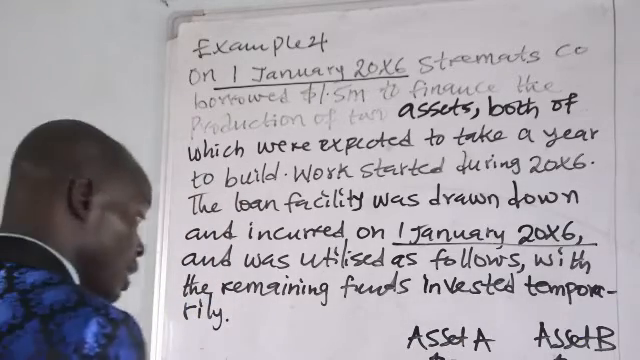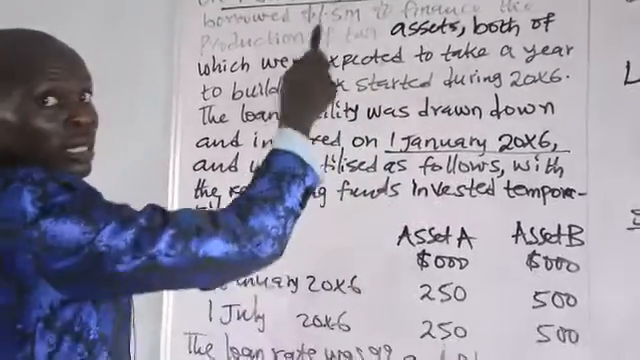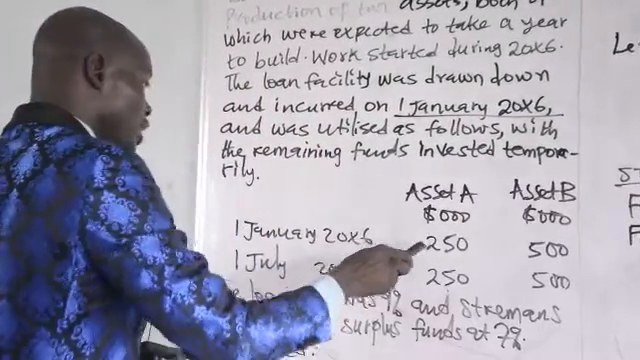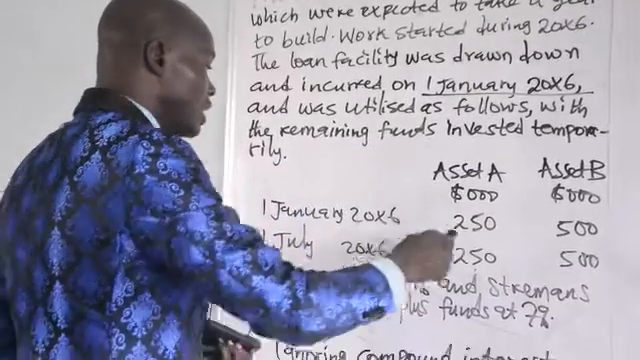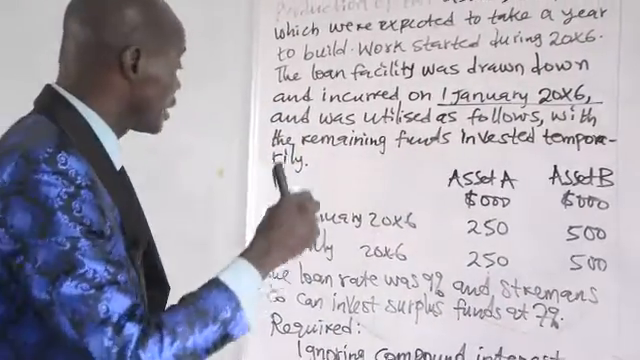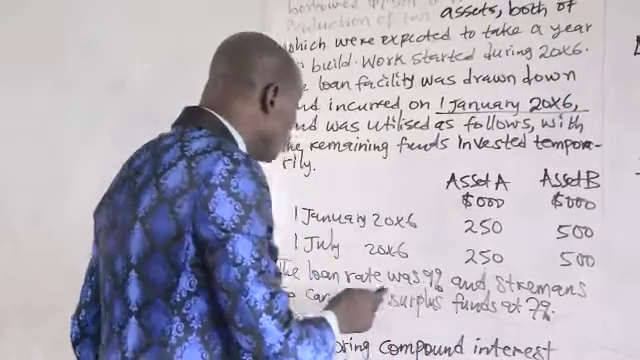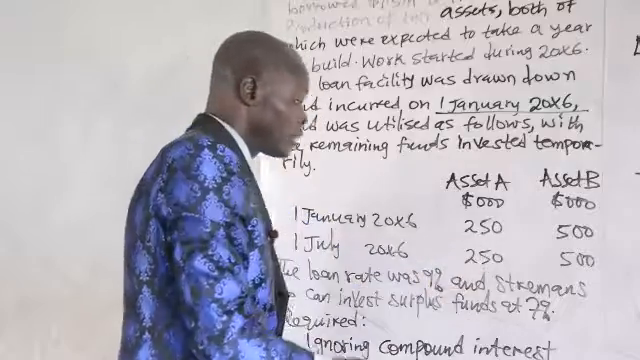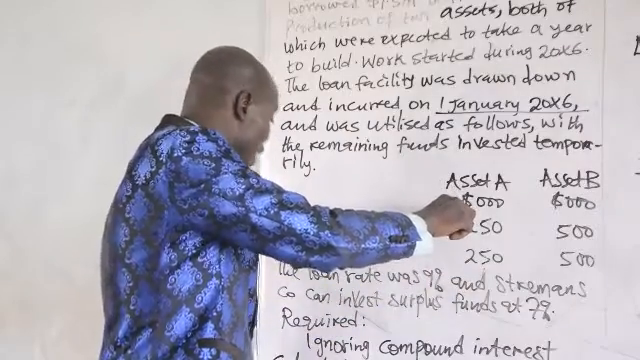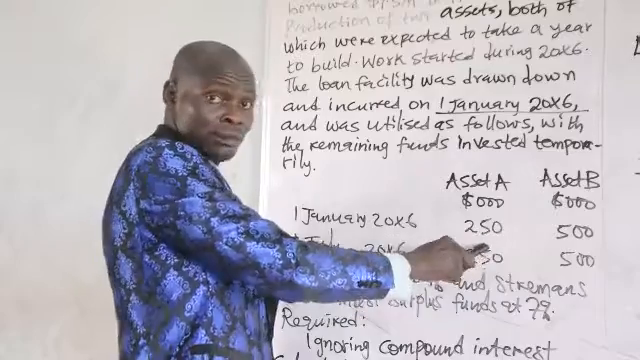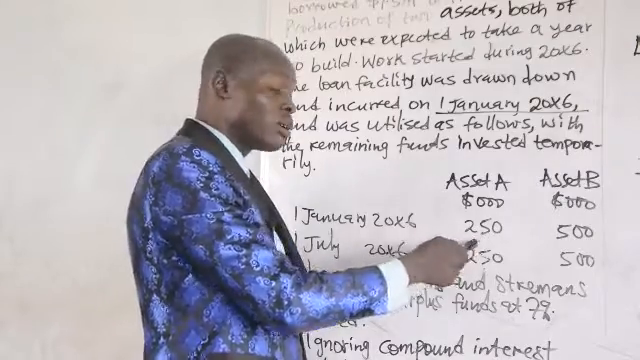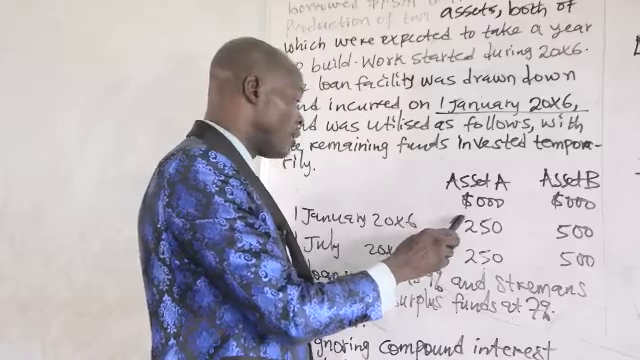So they invest it. If you add this, it will be 500, and this is 1 million, total 1.5 million, the total loans. Now, the first 250,000 was utilized in project A as at 1st of January, while 500,000 was used in project B as at that same date. But the remaining 250 was used to finance the project as at July 2006. That means these 250 will have been invested from January 2006 to June 2006, before the loan is required for the project on 1st of July 2006.